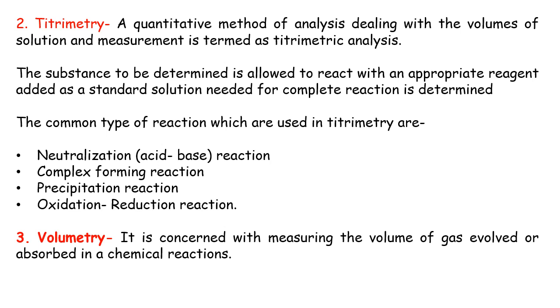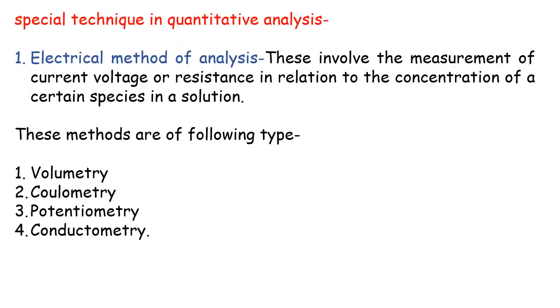The common types of reaction which are used in titrimetric analysis are neutralization reaction, also known as acid-base reactions, complex forming reaction, precipitation reaction, and oxidation reaction, also known as redox reaction. Next, volumetric. It is concerned with measuring the volume of gas evolved or absorbed in a chemical reaction.